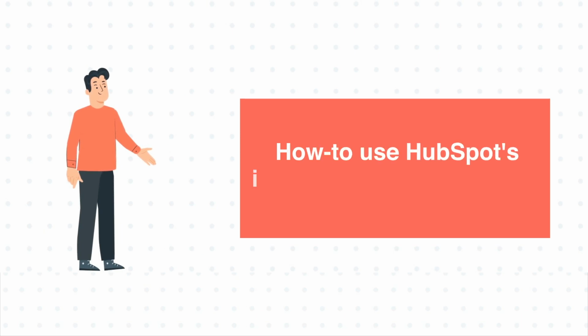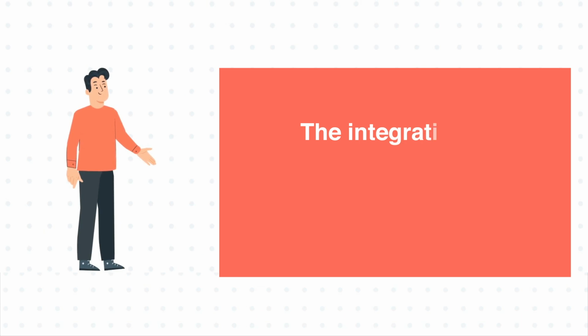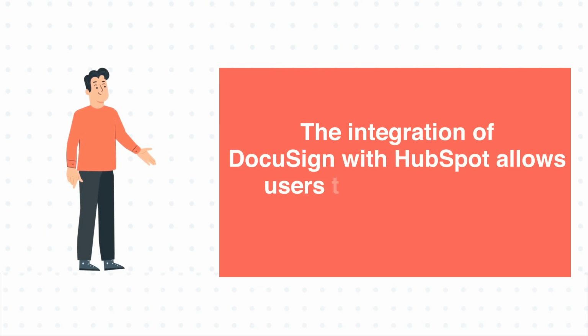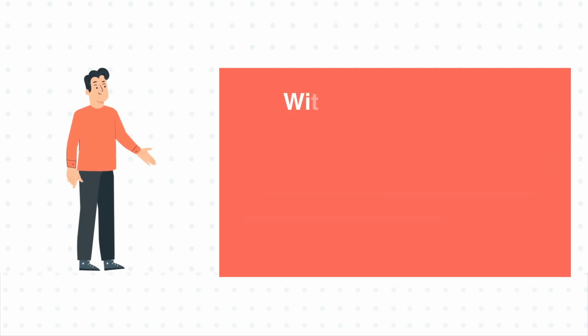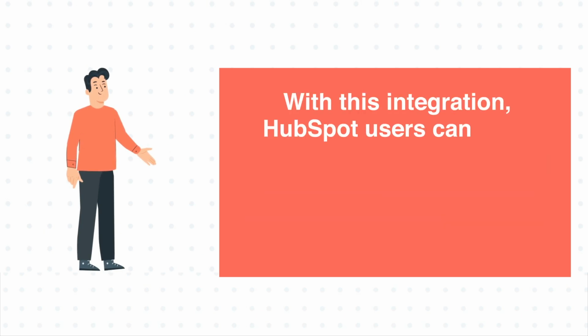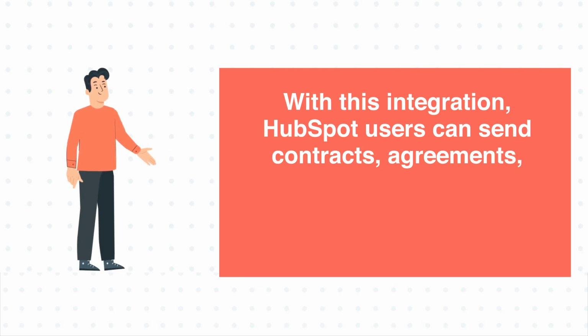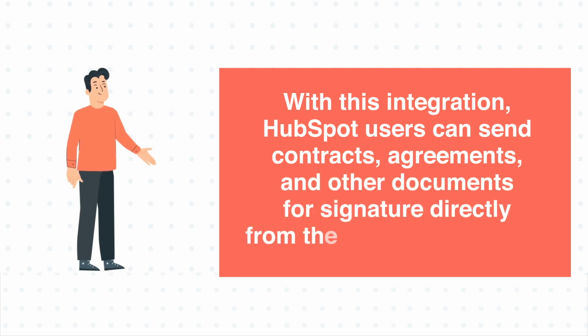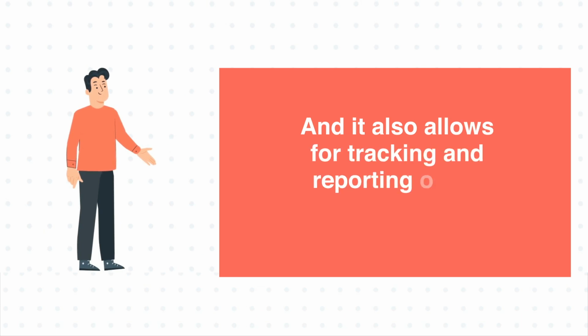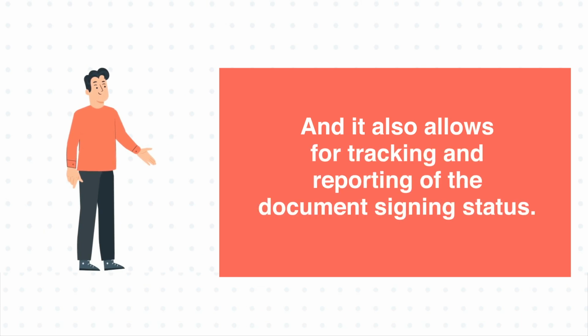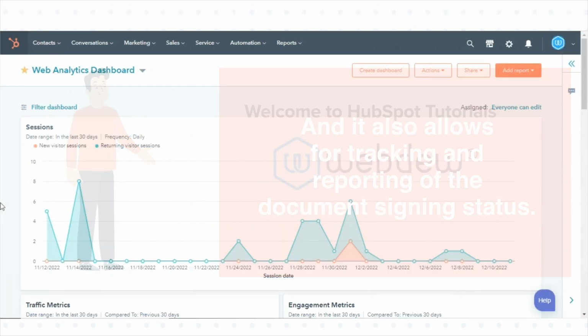How to use HubSpot's integration with DocuSign. The integration of DocuSign with HubSpot allows users to streamline their document signing process. With this integration, HubSpot users can send contracts, agreements, and other documents for signature directly from their HubSpot account. And it also allows for tracking and reporting of the document signing status. In this tutorial, we will show you how to do this.